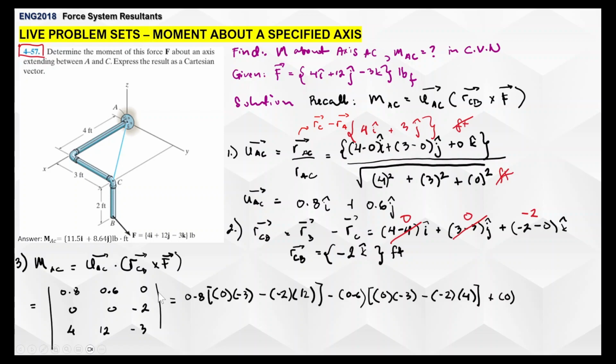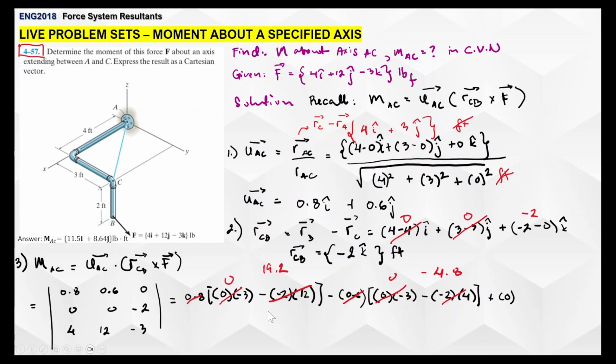Just be careful with the multiplication here. So 0.8 times 0 times -3 minus the product of -2 and 12, minus 0.6 times 0 times -3 minus the product of -2 and 4. And then, of course, we have 0 here, so that means the entire determinant is going to be 0 times 0 times 12, 0 times 4. Okay.